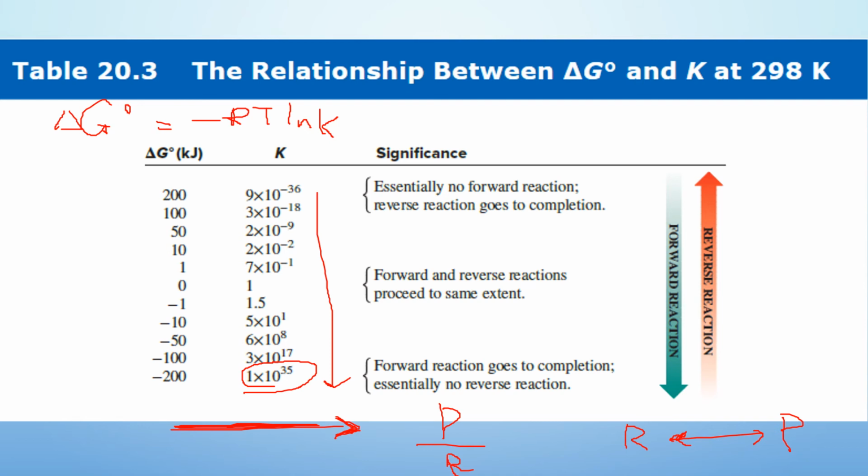That also corresponds to a very negative delta G value. The more negative the delta G is, the more spontaneous the reaction is to the right-hand side. So next time when you look at a problem, if the standard delta G or the equilibrium constant is given, you can basically tell whether the reaction is spontaneous or not.